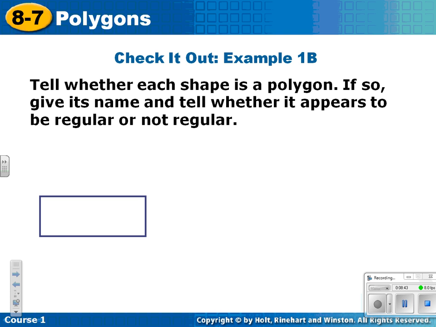Is it a polygon, Cesar? Yes. Does it appear to be regular? No, it does not, because why?